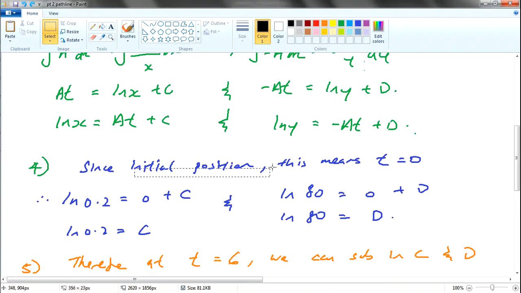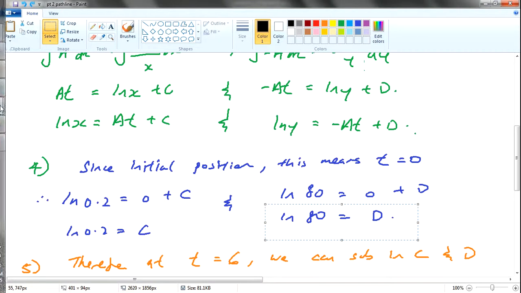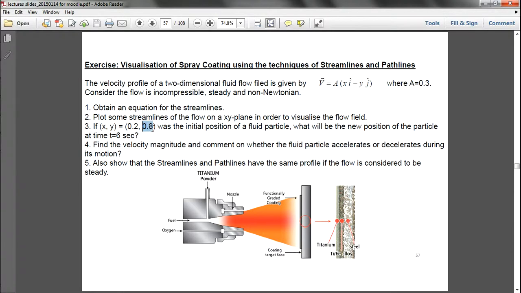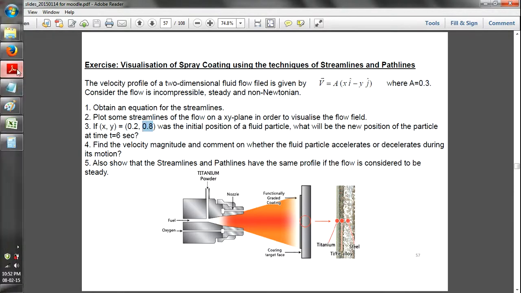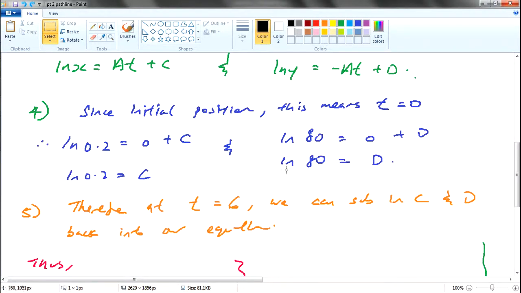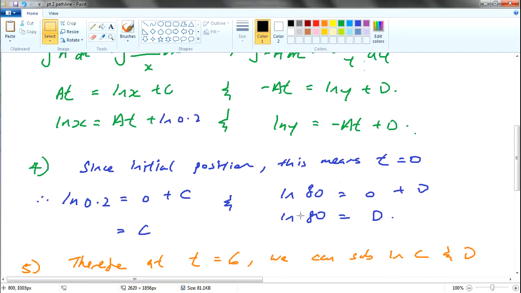So since initial position means t equals 0, as I said earlier, ln 0.2 equals c, because in this equation, if t equals 0, this whole thing becomes 0. And the same thing over here also, so we have ln 0.8 equals d. You may wonder why it says ln at where we're talking about 0.8 over here, because there's a typo over here. It should be 0.8. So yeah. Okay, therefore at t equals 6, we can sub c and d back into our equation. Since we know c equals this one and d equals this one, let's sub this back over here, and then sub this back over here.